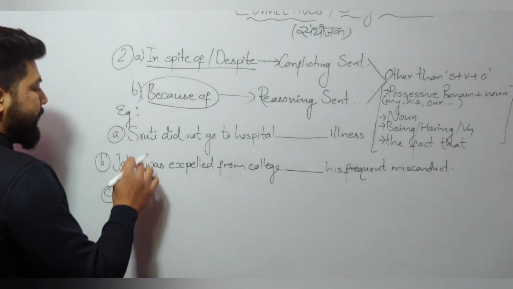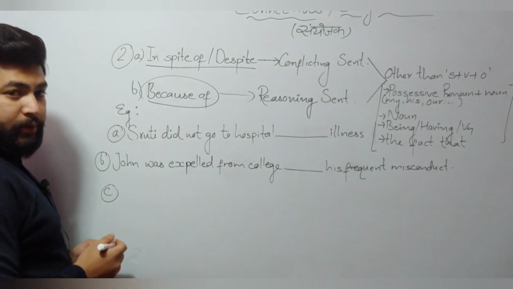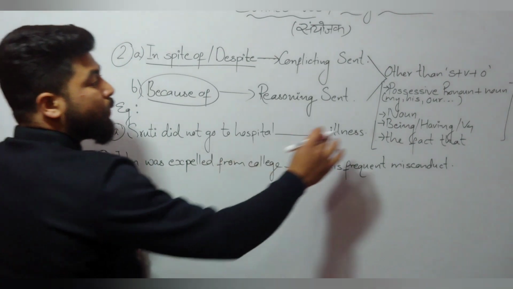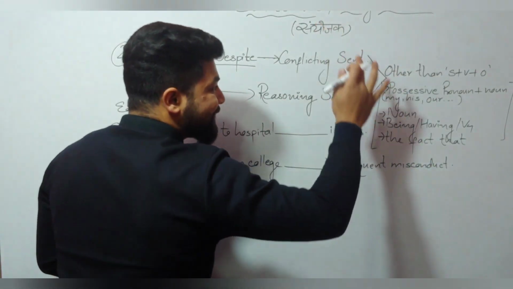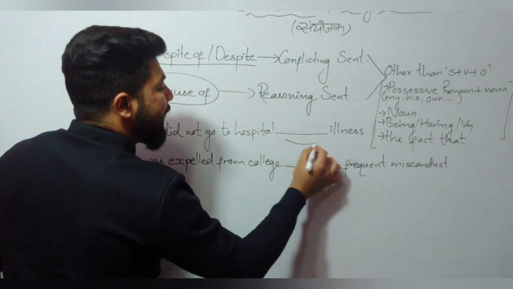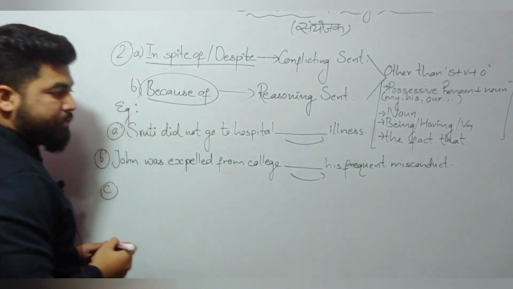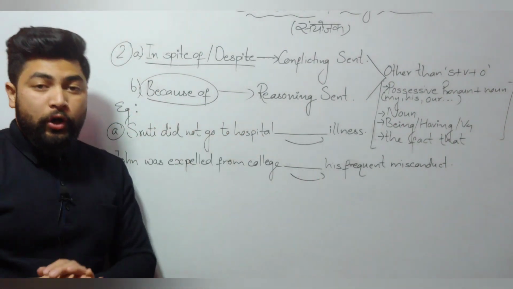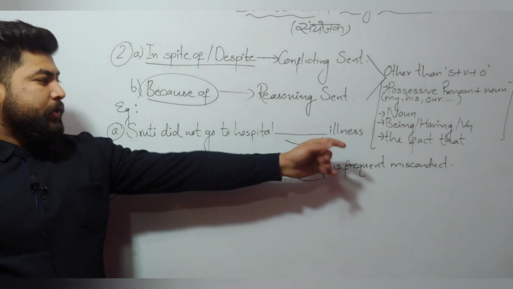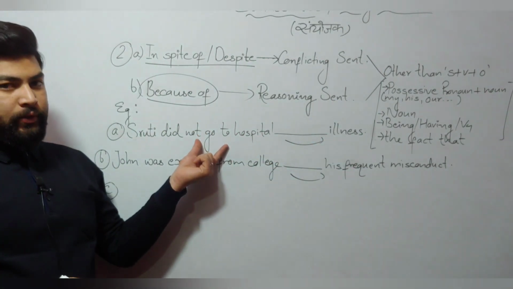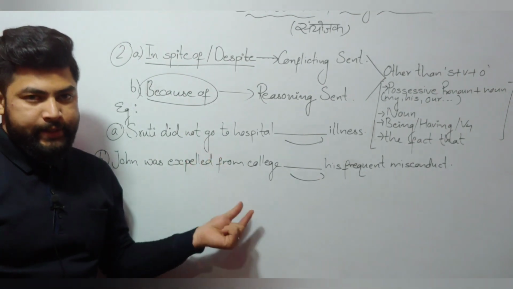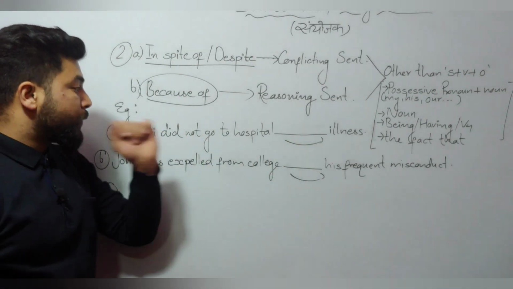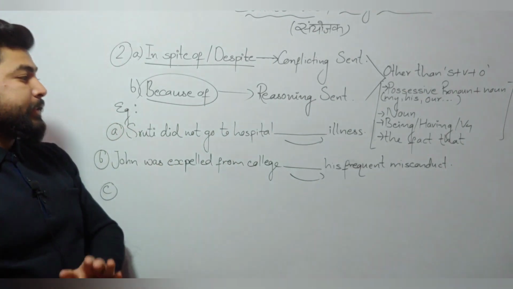Example A reads, Shruti did not go to hospital, and it says illness. You always have to see this pattern after the blank space. Getting me? Okay. So Shruti did not go to hospital, illness. Illness and not going to hospital, what is it? Is it originating or conflicting? Yes. So illness and not going to hospital is a conflicting sentence.